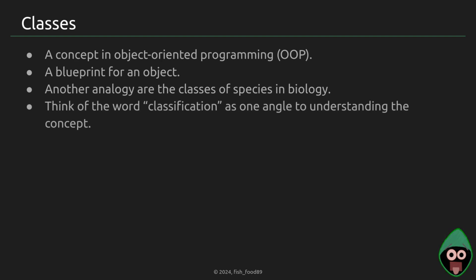And just think of the word classification, if that helps at all, to understand what we're talking about here. So it is a blueprint of an object in object-oriented programming. That's the technical description for it, the best one I can come up with and how I imagine it. And the term and the concept itself comes from classification, and you have certain things that are common to something and they're grouped together into a class.